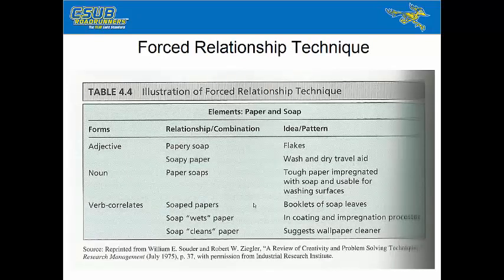An example of the forced relationships technique here, the word soap and the word paper. So how many different ways can you put together the word soap and the word paper? It could be papery soap, soapy paper, paper soaps, soaped papers, soap can wet paper, or soap can clean paper. And then depending on these relationships here, think about what ideas does that generate, where papery soap kind of seems like it would be flaky.